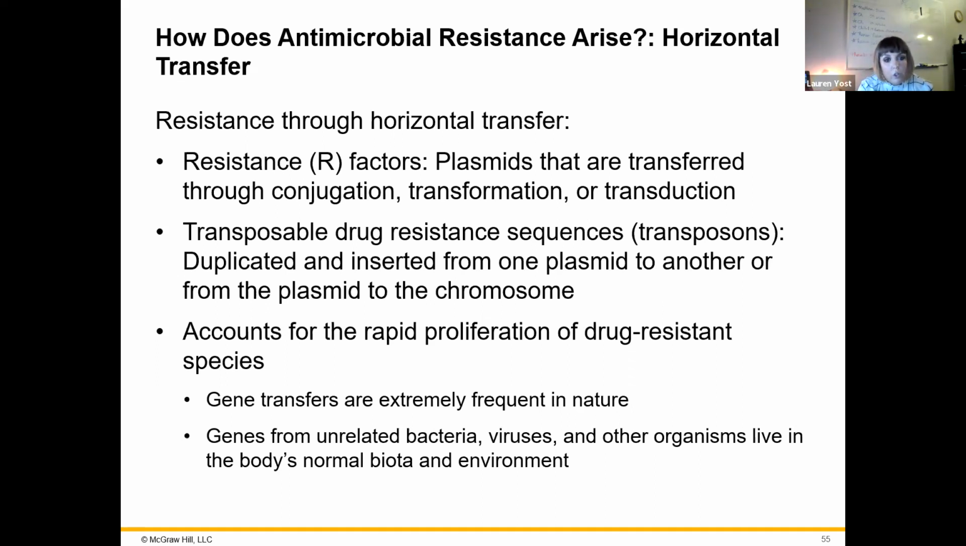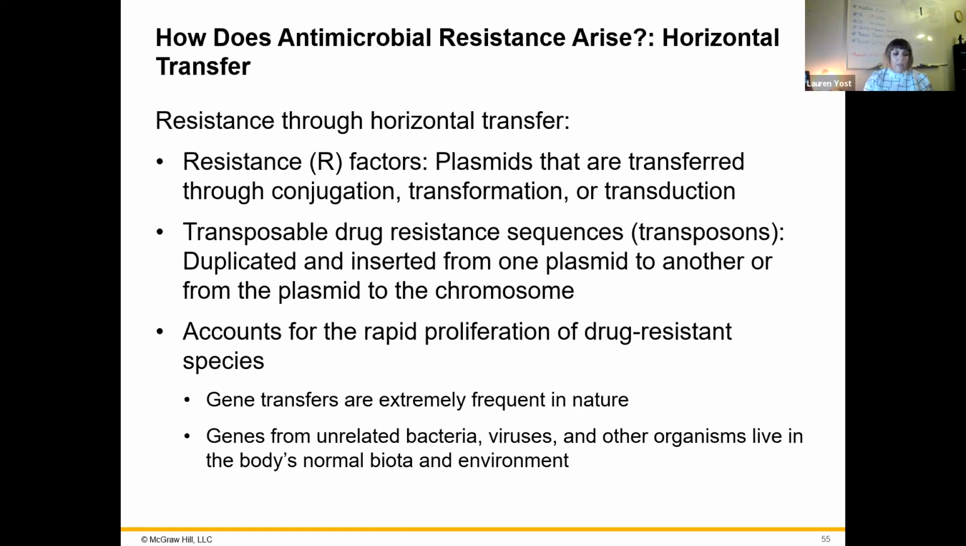So when we're talking about horizontal transfer, that could be conjugation, transformation, or transduction. We talked about this previously. Please tell me that you remember what those are. And then resistance factors are plasmids that have some sort of drug resistant gene associated with them that can be transferred by these methods. Transposable drug resistant sequences are going to be on transposons. These can jump from plasmids to the chromosome and back and forth, and also be transferred via conjugation, transformation, or transduction.